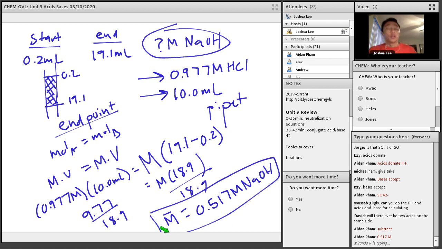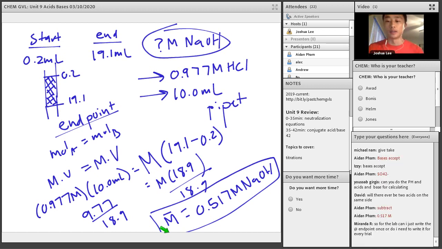So the main thing about titration is just remembering that the endpoint is where the moles of acid equals the moles of base. You can just do it once.